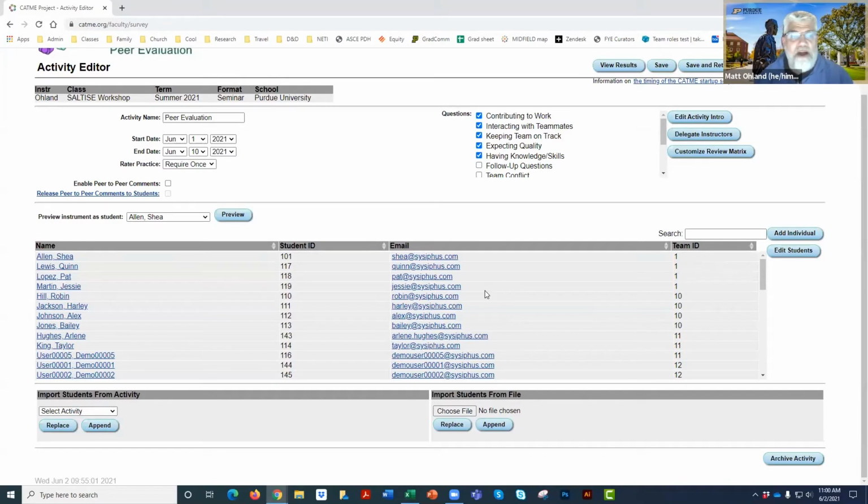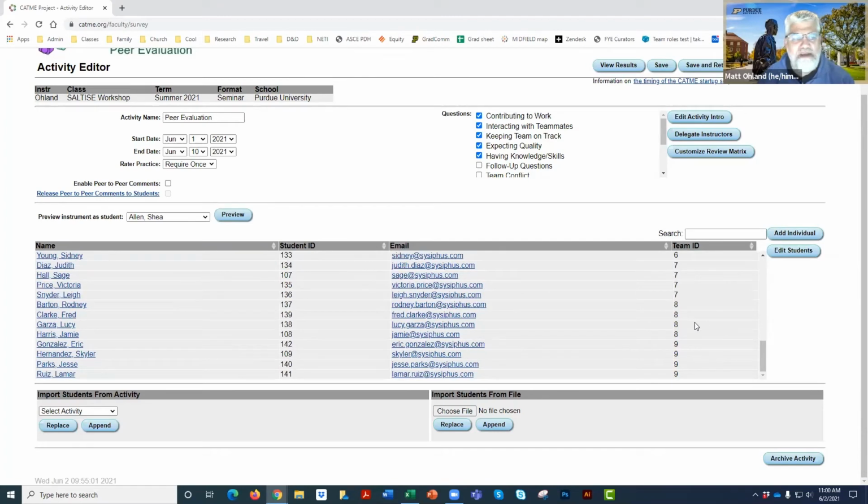So now when I uploaded that file, because I'm doing a peer evaluation survey, it paid attention to the column that had a team ID in it. And so now everyone is assigned to teams.